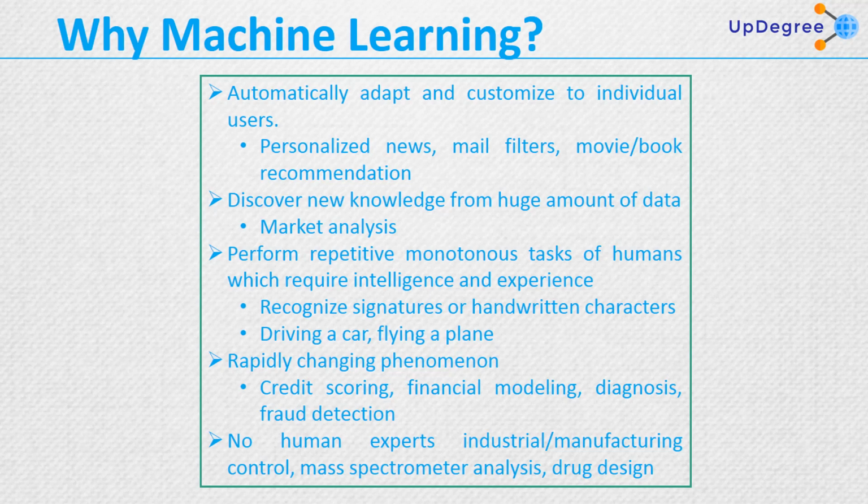Where no human expertise is available: industrial and manufacturing control, mass spectrometer analysis, and also machine learning models can be used for drug design depending upon different features and symptoms of the disease.